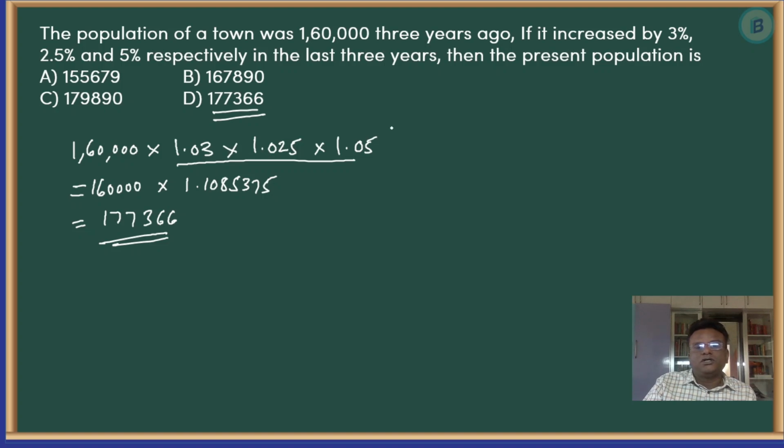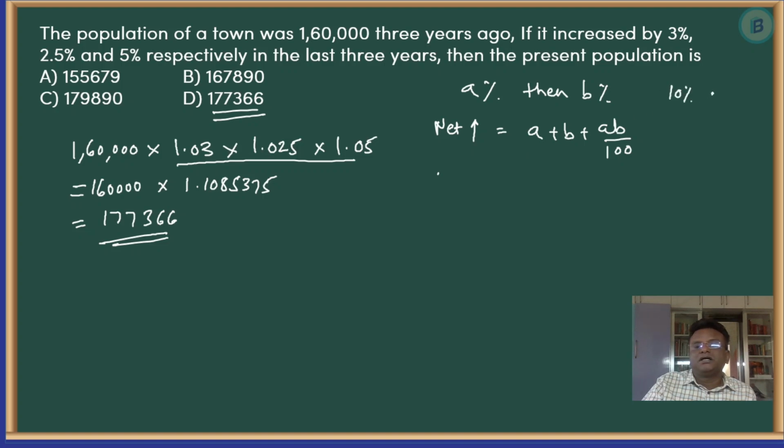But I want to introduce you to the concept of successive percent. So if something is increased by A%, then B%, then the net increase is A plus B plus AB by 100. Okay, net percentage increase. No, this is not the final value. This is the total percentage increase.